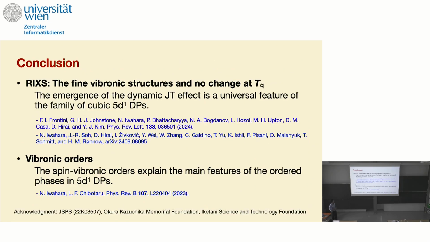So, in conclusion, today I talked about RIXS of 5d1 double perovskites and said this spectra shows the dynamic Jahn-Teller effect is a universal feature of the family of cubic 5d1 double perovskites. And the second part is vibronic orders. By considering the ordering of the vibronic states, we could explain all the main features of the ordered phases of the 5d1 double perovskites. Thank you very much.